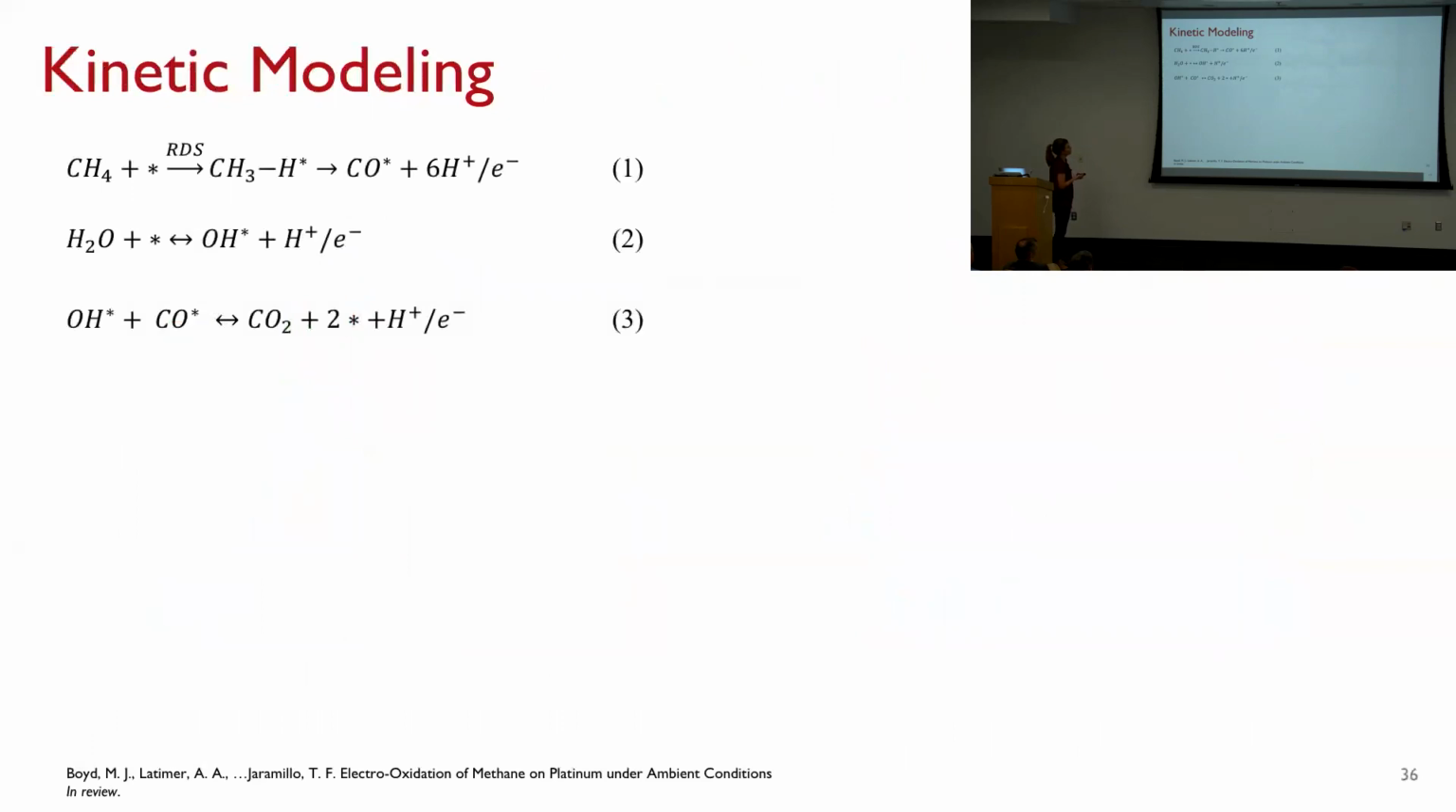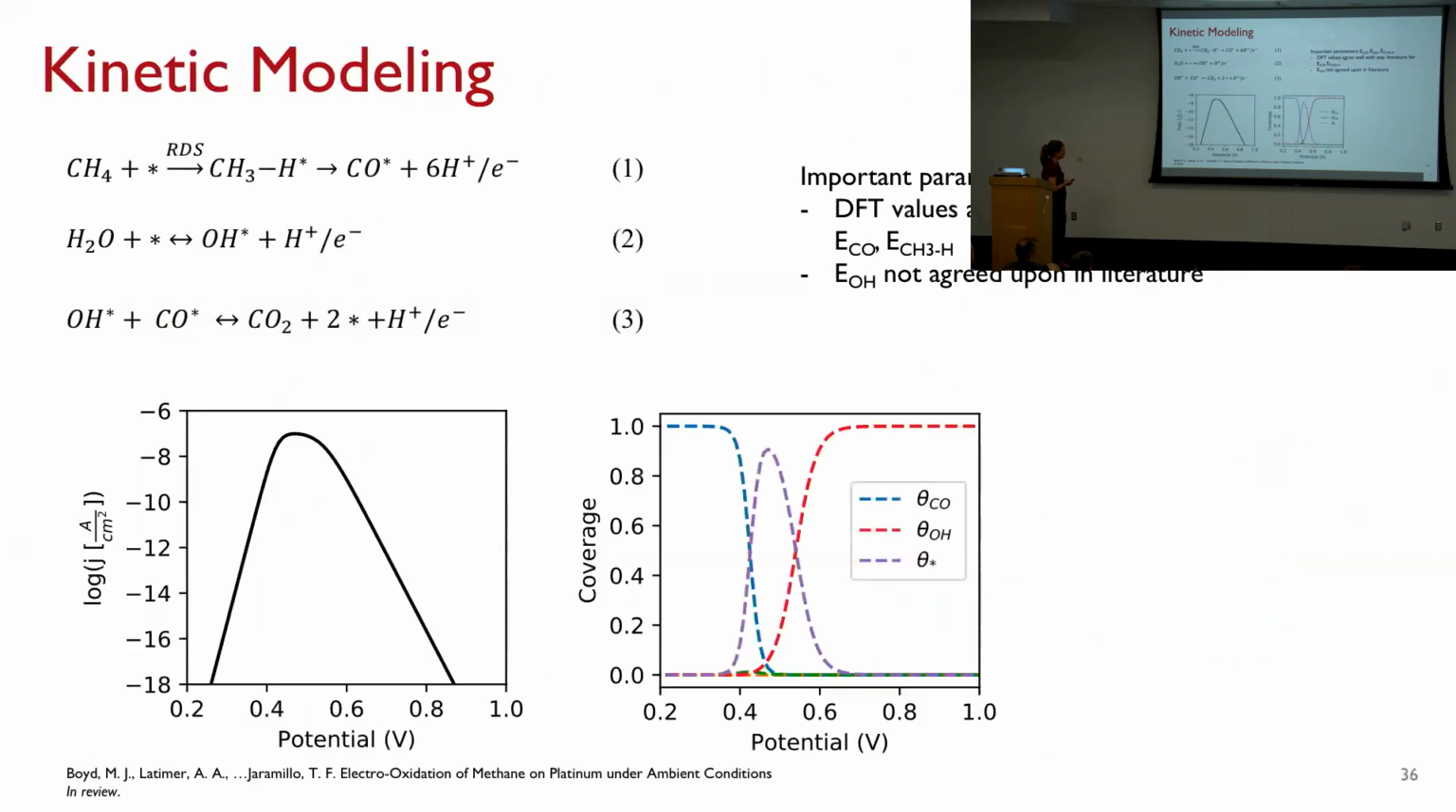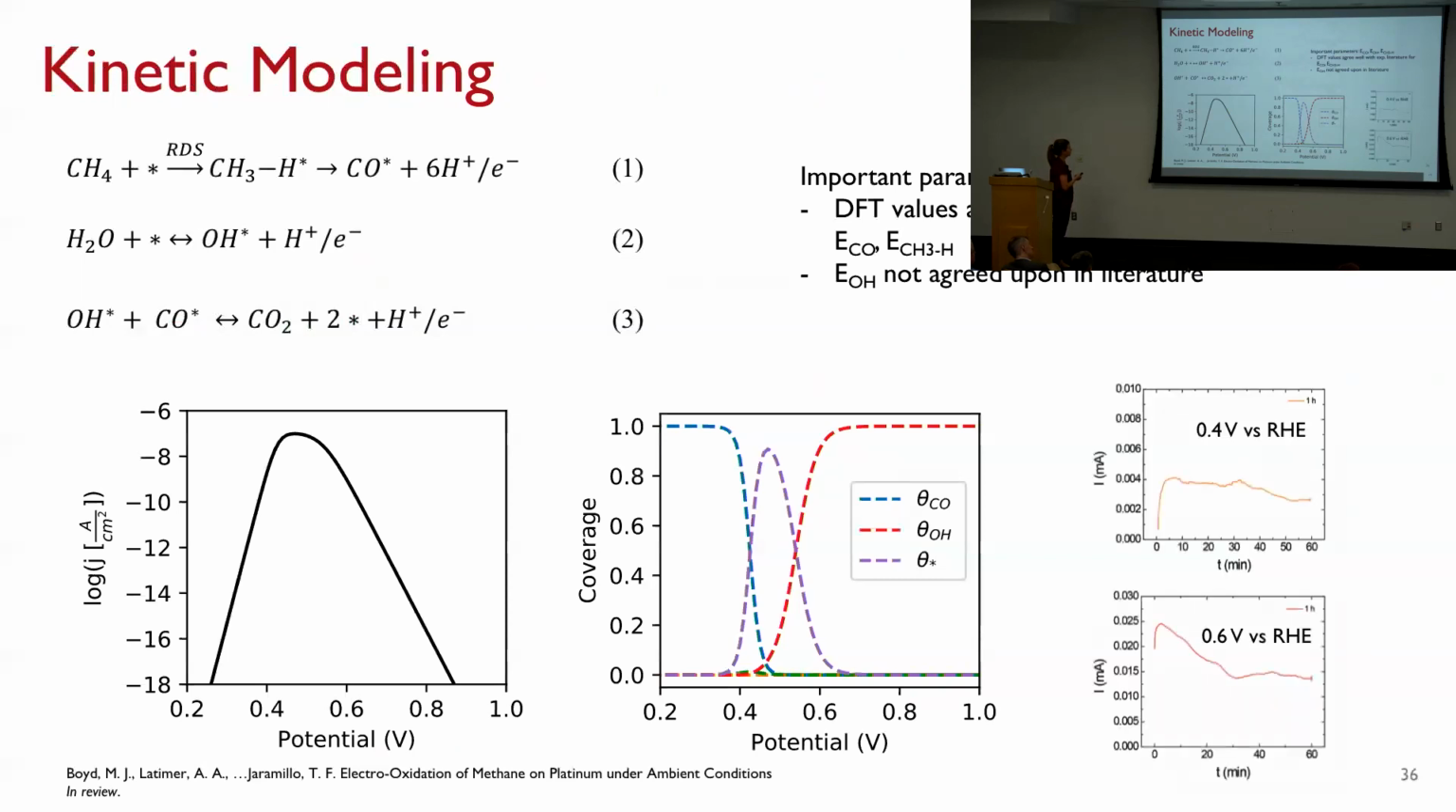We can do a kinetic model to verify this hypothesis. We have only 3 important parameters here, and 2 of them agree very well with the experimental literature. 1 of them is generally not agreed upon. And what we find is that indeed, as we move from 0.4 volts to 0.6 volts, we see a drop off in the coverage of CO star on the surface. And this is in line with what is seen experimentally. We also see current densities that are on a similar order to what is seen experimentally, namely that at 0.4 volts we have current densities that are a little smaller than 0.6, and even the magnitudes of those are fairly similar.